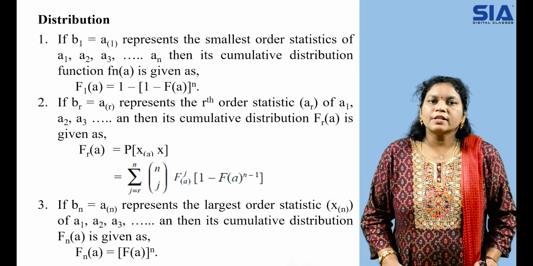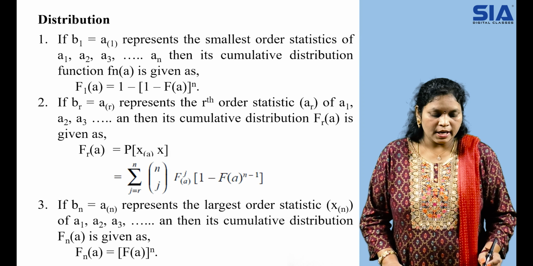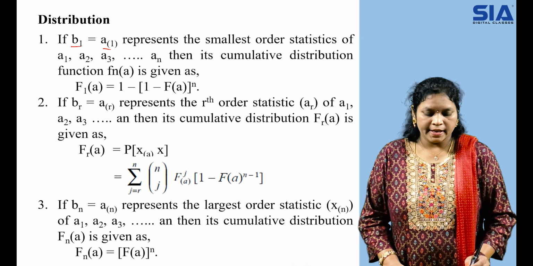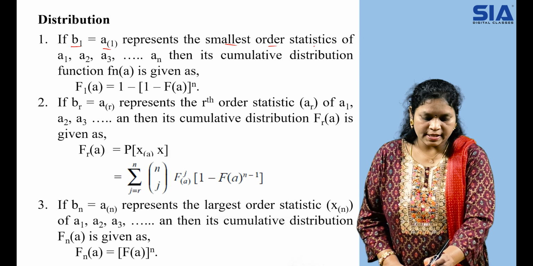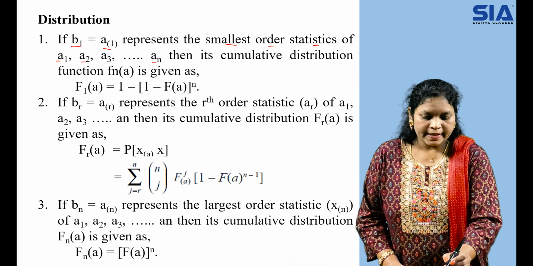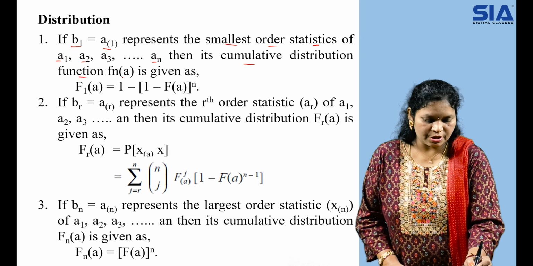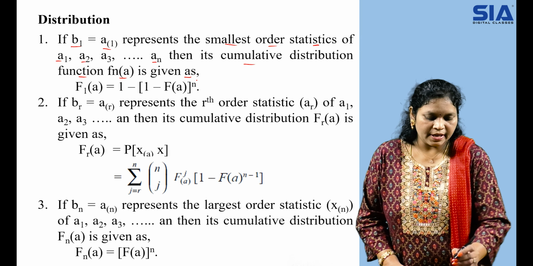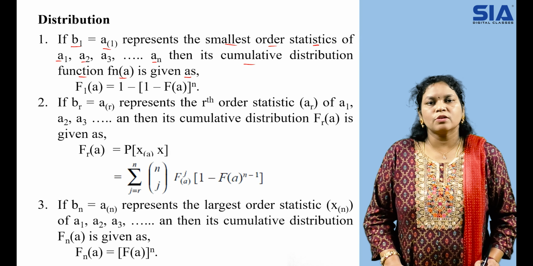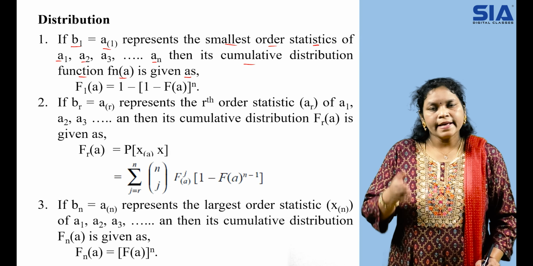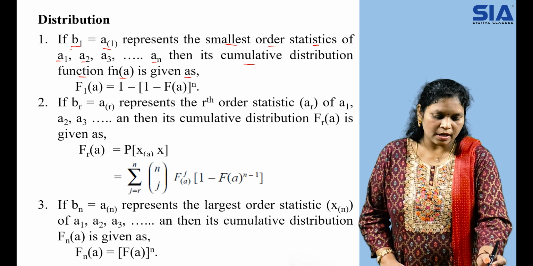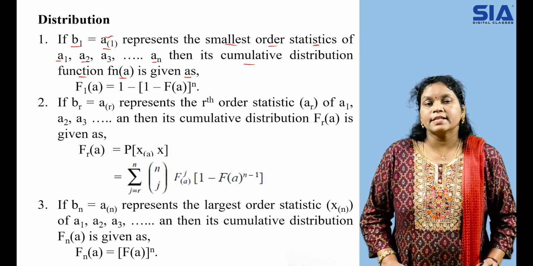Next, let us check its distribution, how it goes on. First point: if B1 is equal to A of order 1, which represents the smallest order statistic of A1, A2, and so on up to AN, then its cumulative distribution function F1 of A is given as follows. So what are we considering here? The first order statistic, that is your smallest one. Just now we discussed, right? The smallest value becomes the first order statistic. So B1 I am considering as the first order statistic, that is A1.